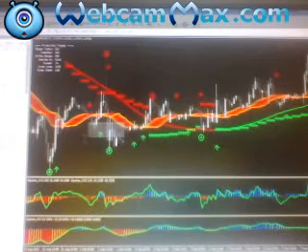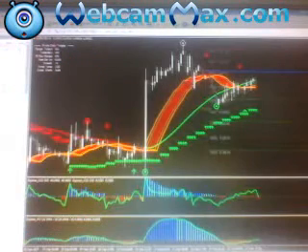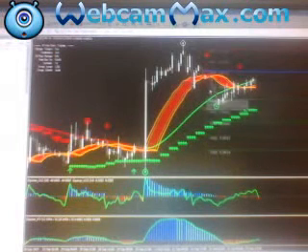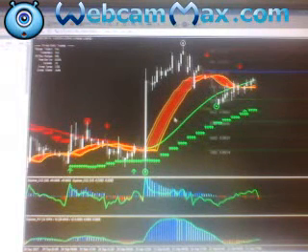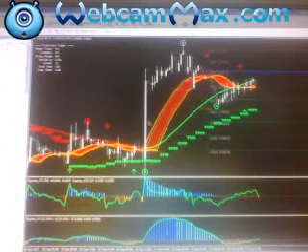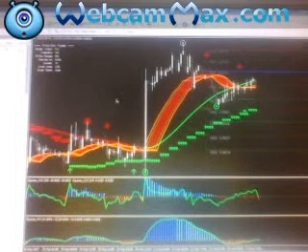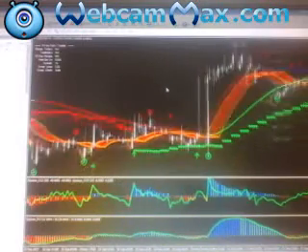So right now we're going to check another pair. Let's say the USD and Swiss franc. We look for a good entry point in this pair.